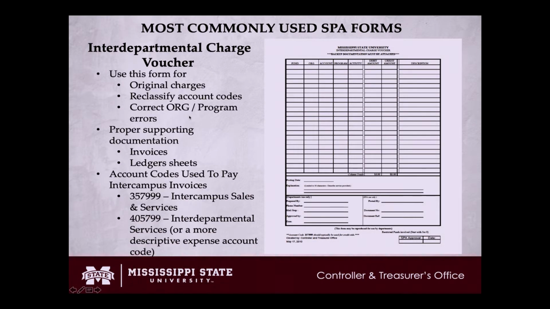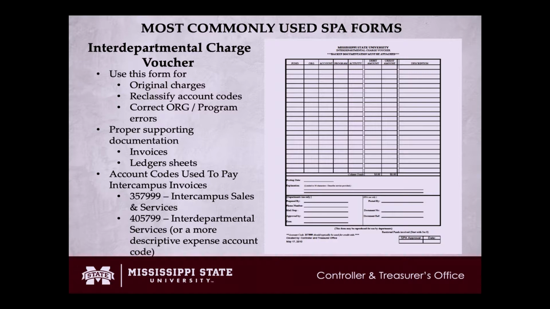Interdepartmental charge voucher. I know most of you are very familiar with this form. We use this form for original charges, for interdepartmental type charges, as I mentioned earlier, reclassing account codes, correcting org or program errors. We want to make sure that you include the proper supporting documentation, whether it be invoices or ledger sheets. Just want to make sure that we have proper backup.